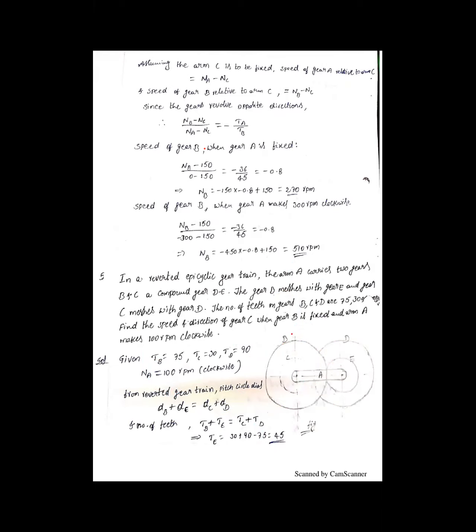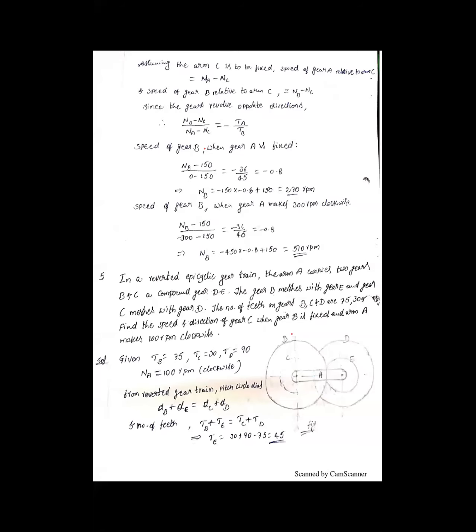Now, can anyone tell how many elements participate in our gear drive? How many elements are there? Please respond. Five. Okay, the number of elements is five here: B, C, D, E and the arm. Five elements. Good.